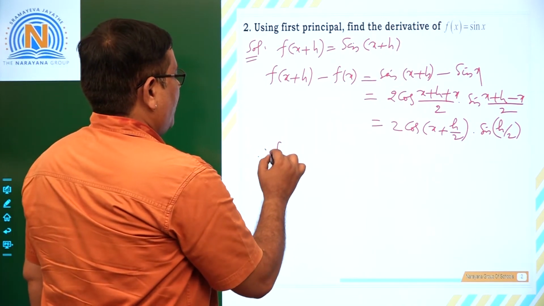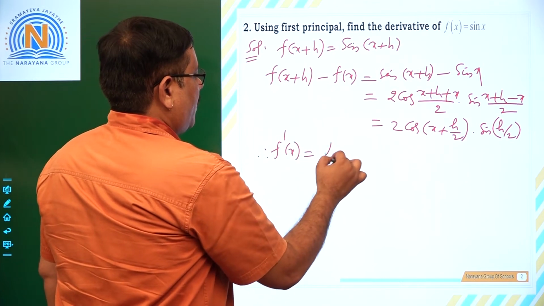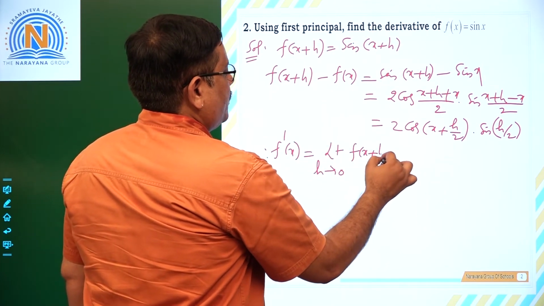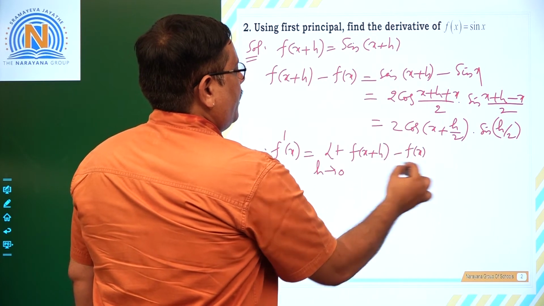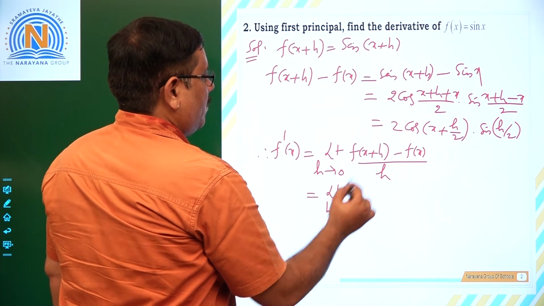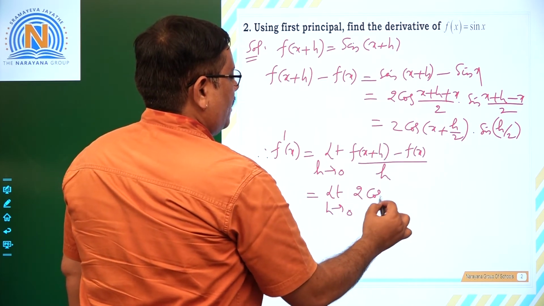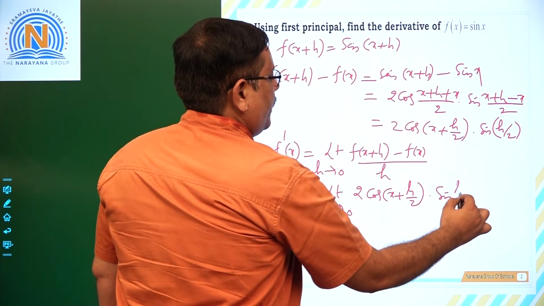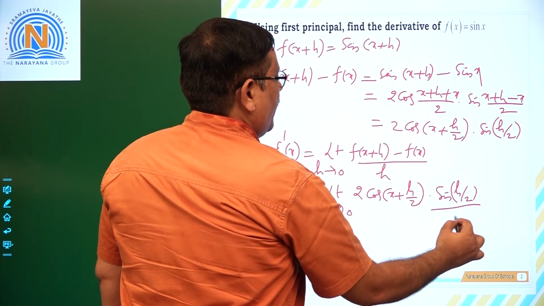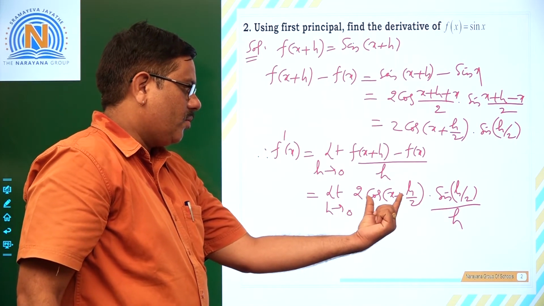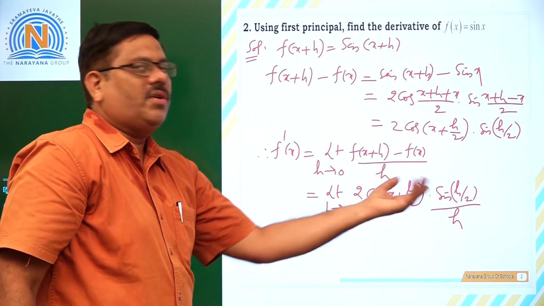Therefore, f dash of x is equal to, let us apply the formula, limit h tends to 0 of f of x plus h minus f of x, by h. That is equal to limit h tends to 0 of 2 cos of (x plus h by 2) into sin of (h by 2), by h. Fine. Now, as we have a limit, here we have two functions as a product. We can individually apply limit.